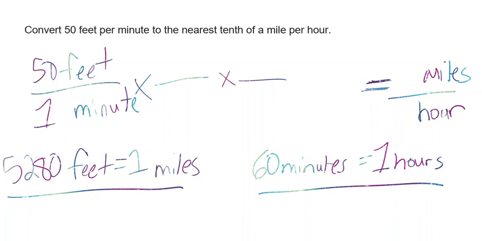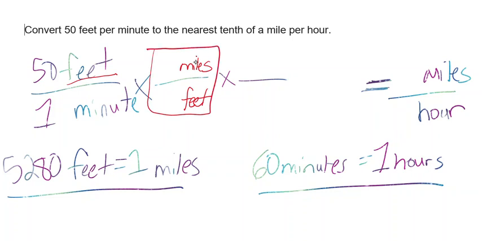Now let's start with either one. I'm going to start with feet. Feet is on the top, so I have to put feet on the bottom so that feet cancels. I would put miles on the top. So for this first conversion factor, what number goes with miles? Look down here at my fact. 1 mile is equal to 5,280 feet. So multiplying by this conversion factor cancels feet and leaves me with miles on the top, which is my goal.